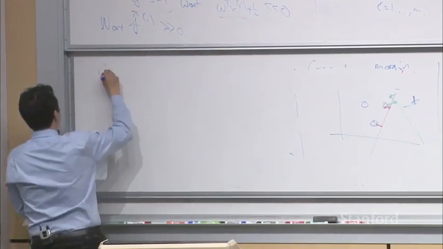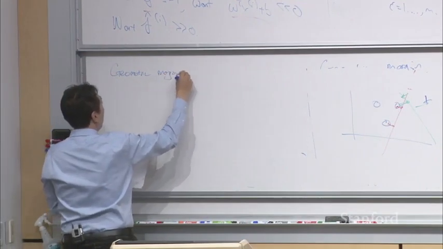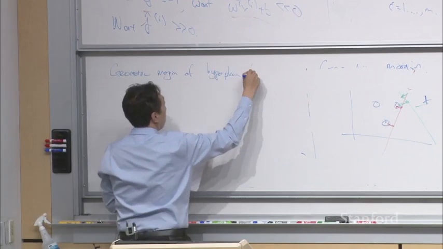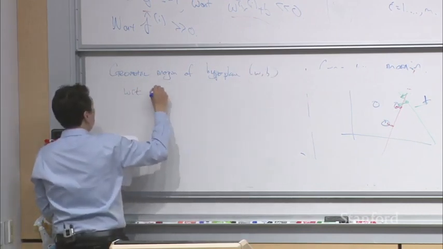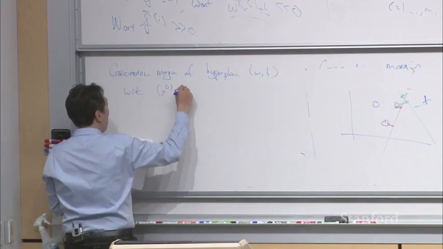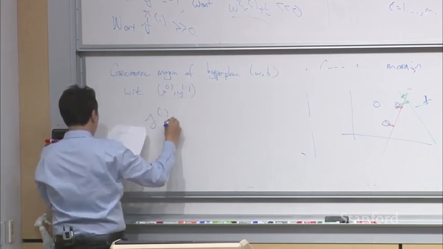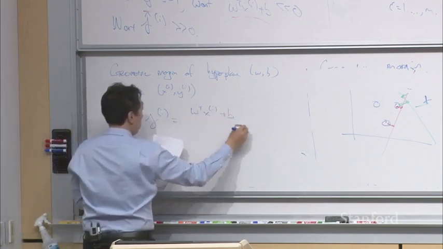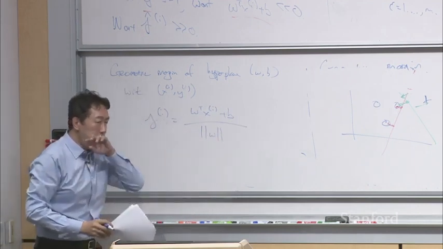So the geometric margin of the classifier, of the hyperplane defined by W, B, with respect to one example, x_i, y_i, is going to be gamma_i equals (W transpose x plus B) over the norm of W.